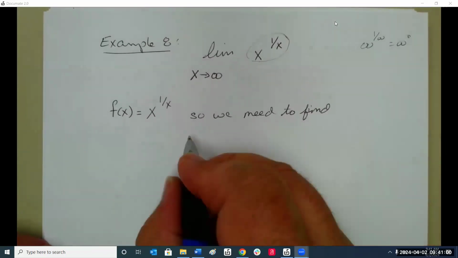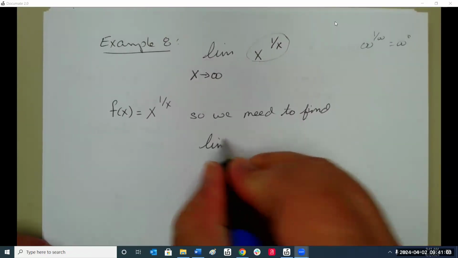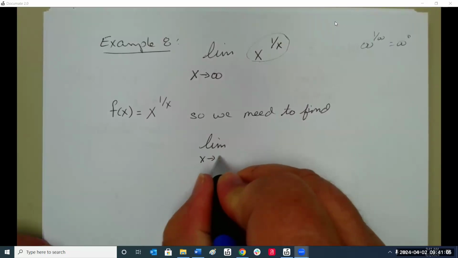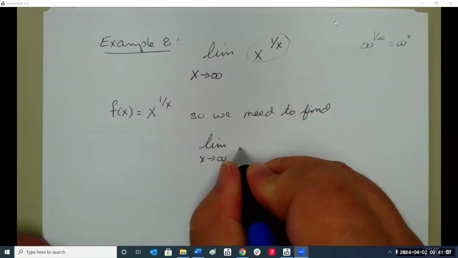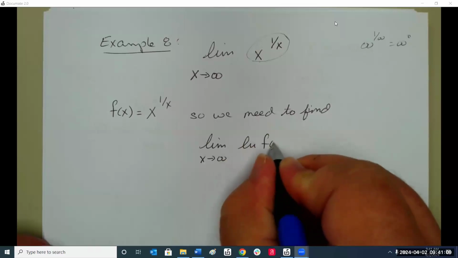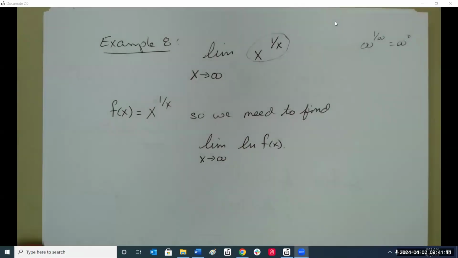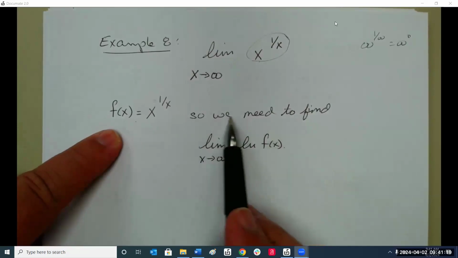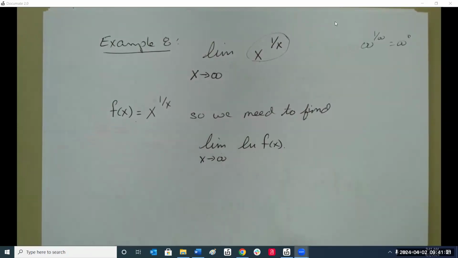So we need to find the limit as x goes to infinity of ln f of x. Why do we have to find that? Because we found our function, so we need to find the limit of ln f of x. Why?